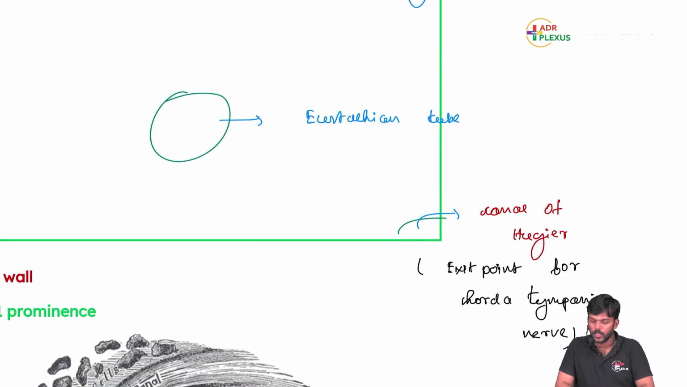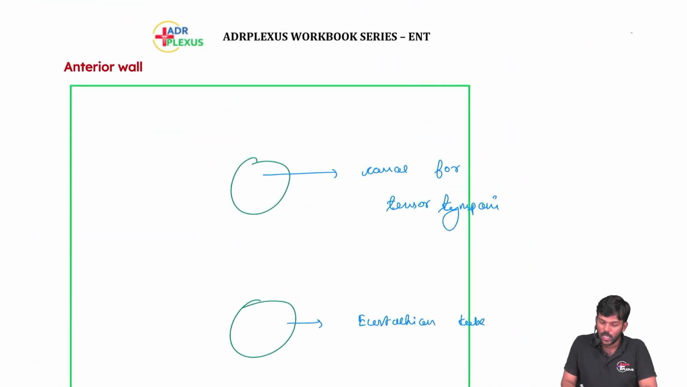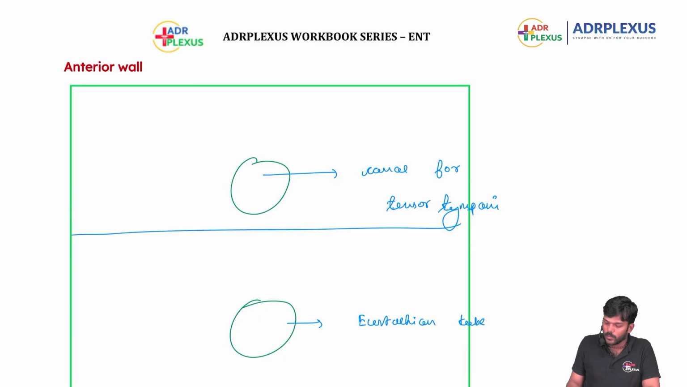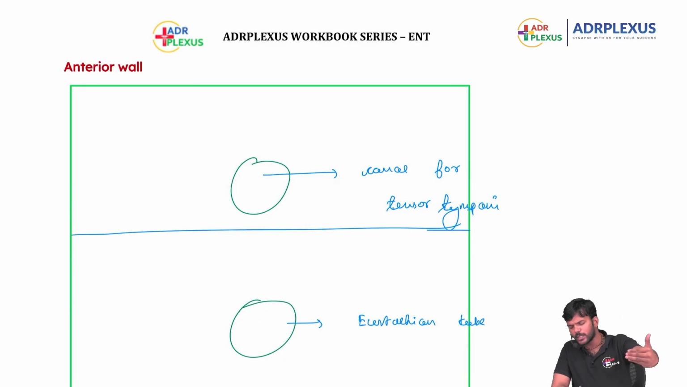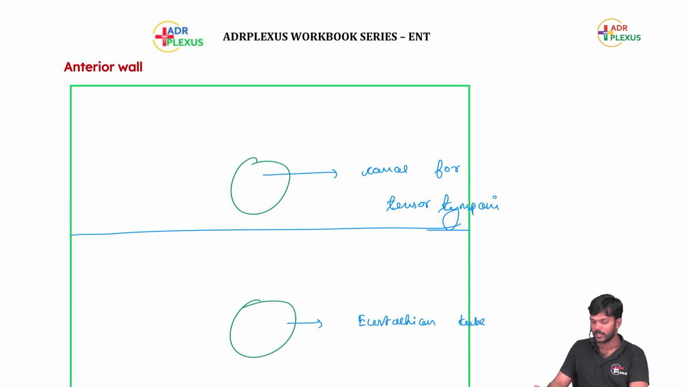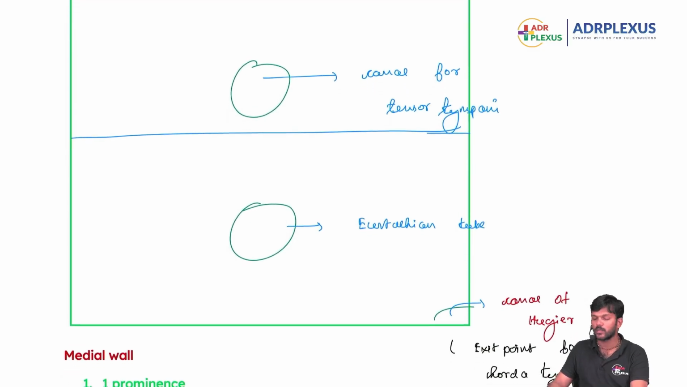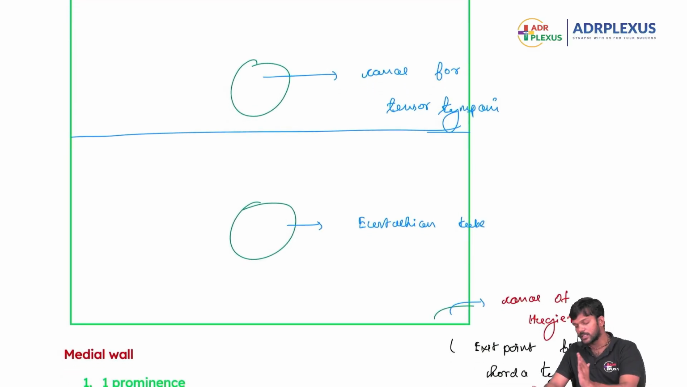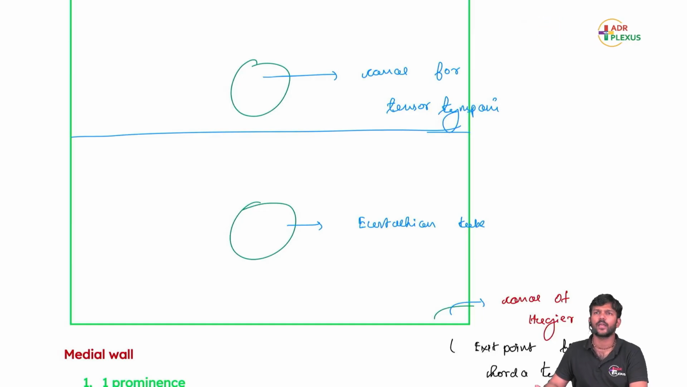Now, the anterior wall we are dividing into three portions: upper one third, middle one third, lower one third. This upper one third will be having the canal for tensor tympani. The middle one third to lower one third will be having the Eustachian tube canal. This canal of Hugier will be having the exit point for chorda tympani.